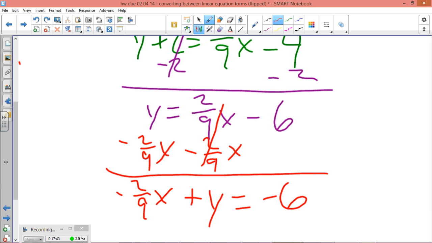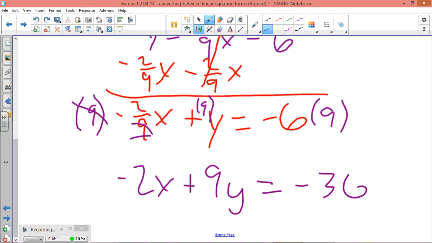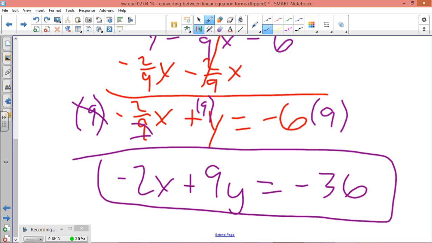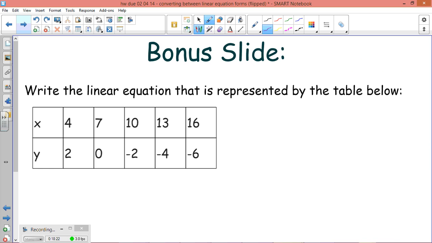Is this standard form? Well, it sort of looks like it, except that I do have this fraction right here. I told you to get rid of a fraction, you can just multiply everything by the denominator. So times 9, times 9, times 9. And our answer is 9 and 9 reduced to 1. Negative 2x plus 9y equals negative 36. I am done. There is one for you to try. I've written the answer, but you have to show your work. And then, due to popular demand, a bonus slide.